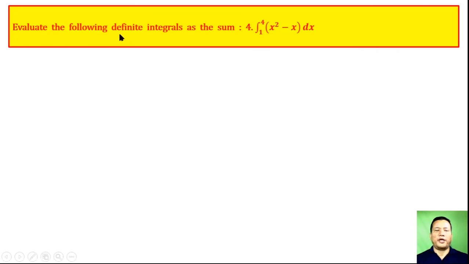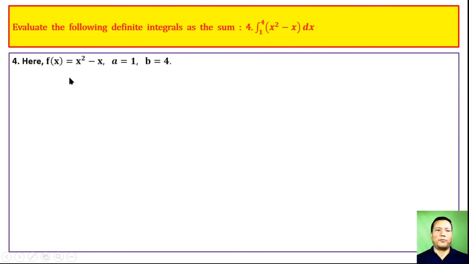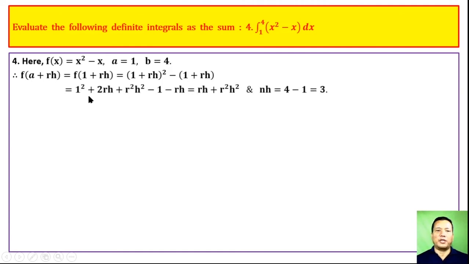Evaluate the following definite integral as the limit of a sum, number 4. Here f of x is x square minus x, the lower limit is 1 and the upper limit is 4. Therefore f of a plus r h is replaced by f of 1 plus r h, whose value is 1 plus r h whole square minus 1 plus r h. Expanding, we get the first three terms, and for the second term we get this, cancelling. And h is b minus a over n.